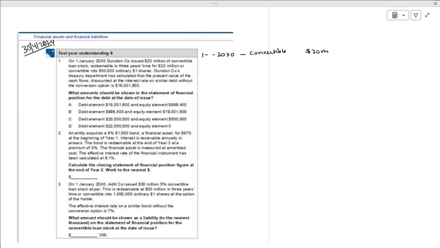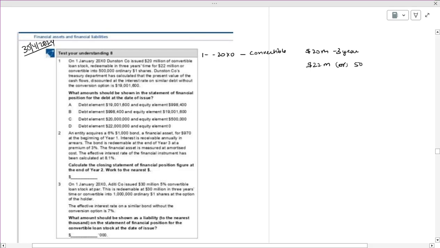20 million. It is for 3 years time. They issued for how much? And for 3 years time, redeemable in 3 years for how much? They are going to pay 22 million. They have taken it for 20 million, and they will pay 22 million. Or they can convert it into 500,000 ordinary shares.